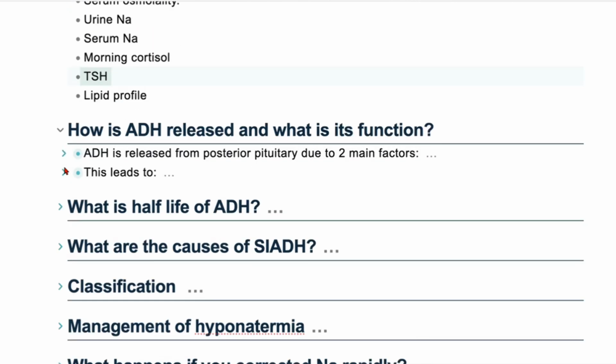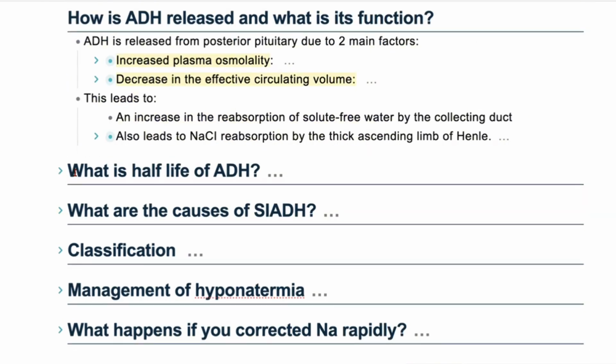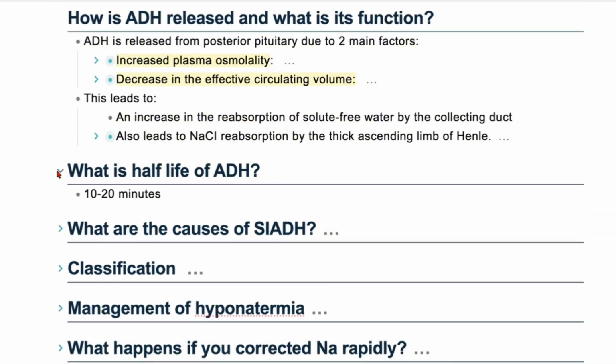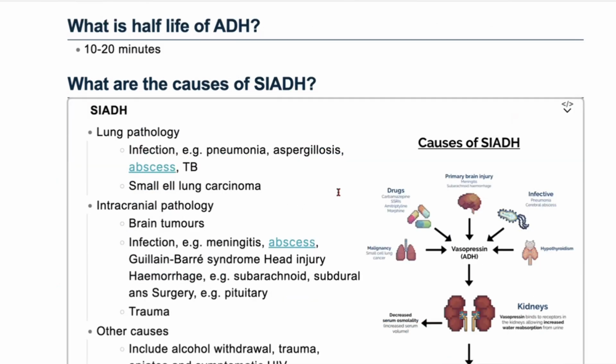ADH comes from the posterior pituitary, and it's responsible for salt and water retention. Half-life is 10 to 20 minutes. The commonest cause of SIADH to mention is trauma, especially with a skull-base fracture, and some brain tumors and infection. So the most common one is actually trauma.